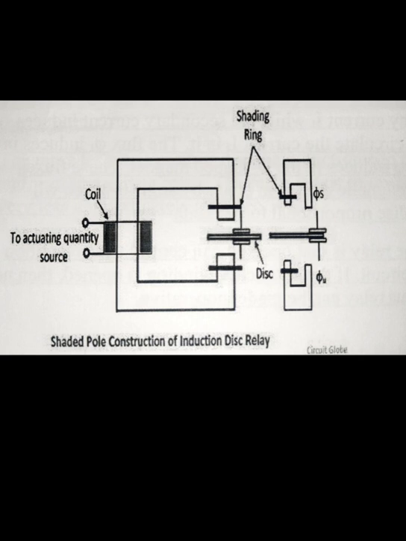The inertia of the aluminum disc is very low, hence it is needed for the deflecting torque of the movement. The two rings have current induced in them by the alternating flux of the electromagnet. The magnetic field developed from the current produces flux in the portion of the iron surrounded by the ring, which lags in phase by 40 or 50 degrees behind the flux in the unshaded portion of the pole.